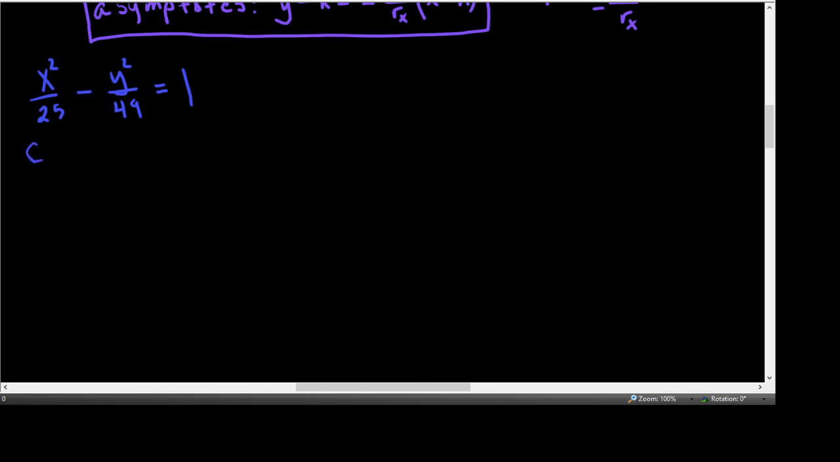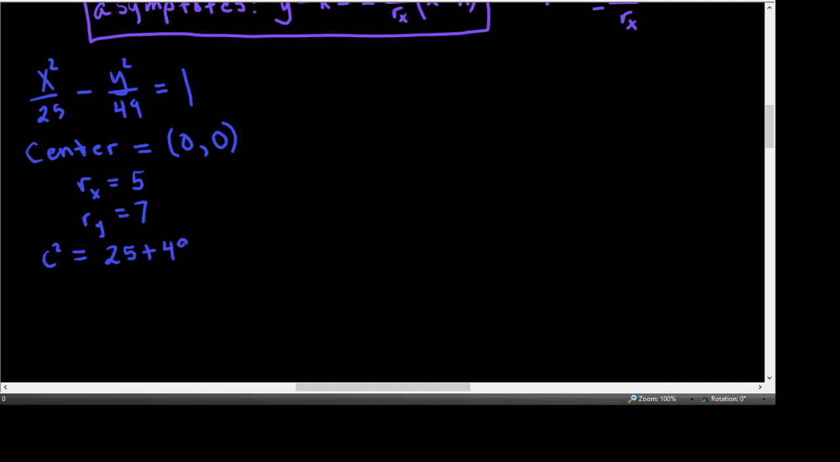So I would start with, well, what's the center? This is going to sound very familiar, by the way, to what we did with the ellipse. The center is 0, 0, because it's x minus 0 that's squared over there, and y squared is y minus 0 squared, so the center is at 0, 0. R sub x is the square root of 25, and r sub y is the square root of 49. And then c squared is equal to a squared plus b squared.